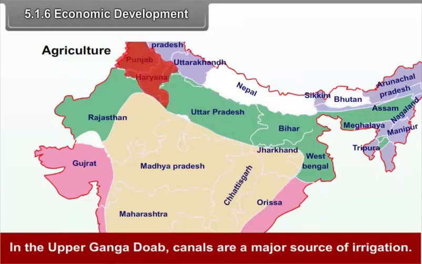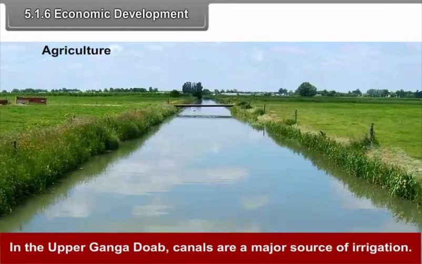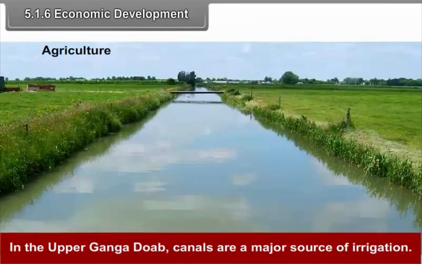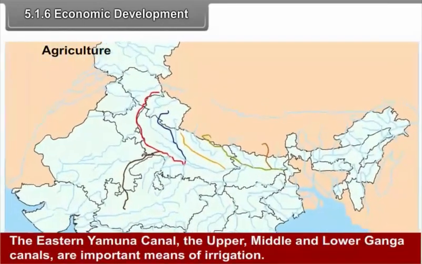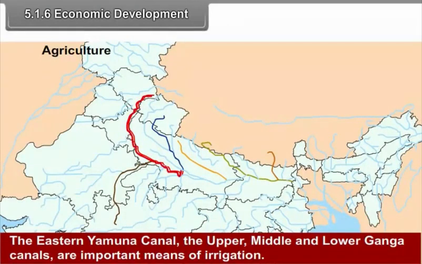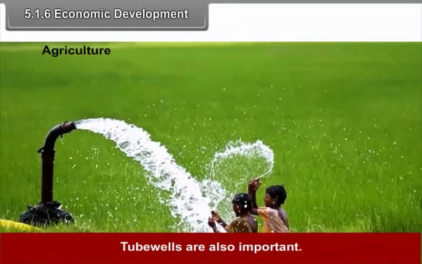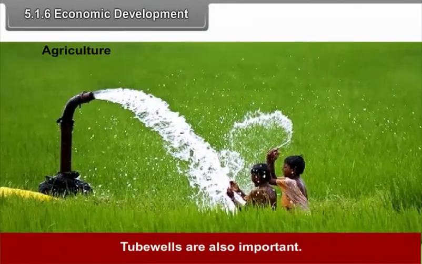In the Upper Ganga Doab, canals are a major source of irrigation. The Eastern Yamuna Canal, the Upper, Middle and Lower Ganga canals are important means of irrigation. Tube wells are also important.